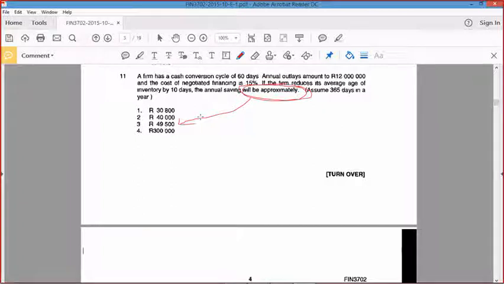So we're just looking at the difference. How much do we need to outlay in terms of the cost of negotiating the finance for the 60 days or the 50 days? The difference is what we're actually saving. And we need to look at everything in line with the 365 days a year, because we're considering it over the year, over the financial year.